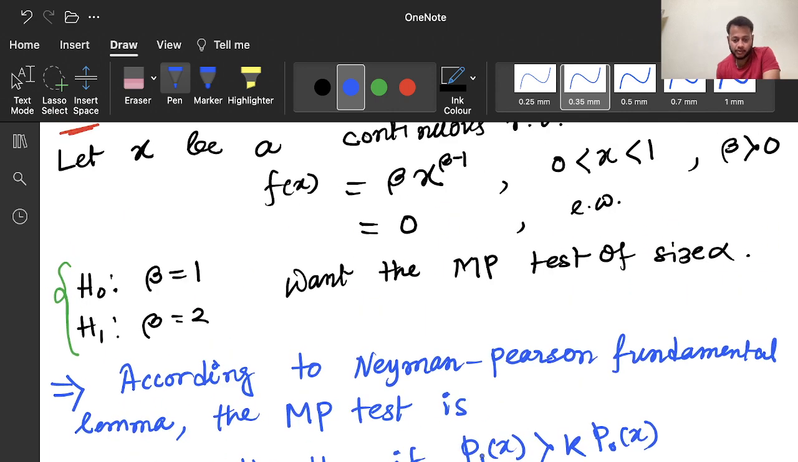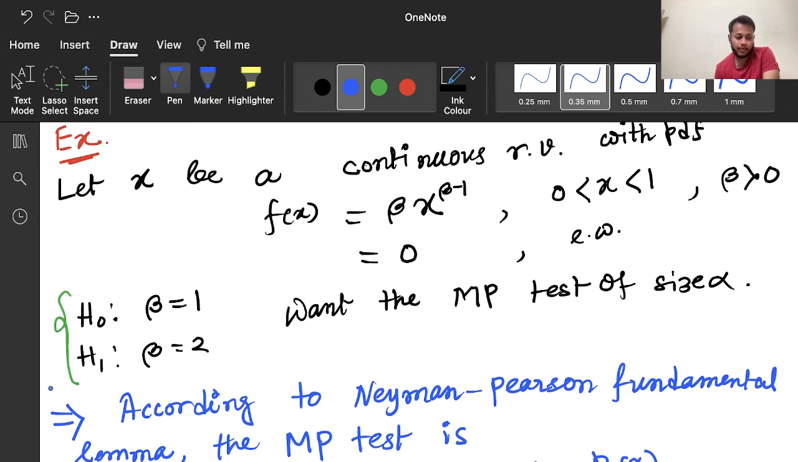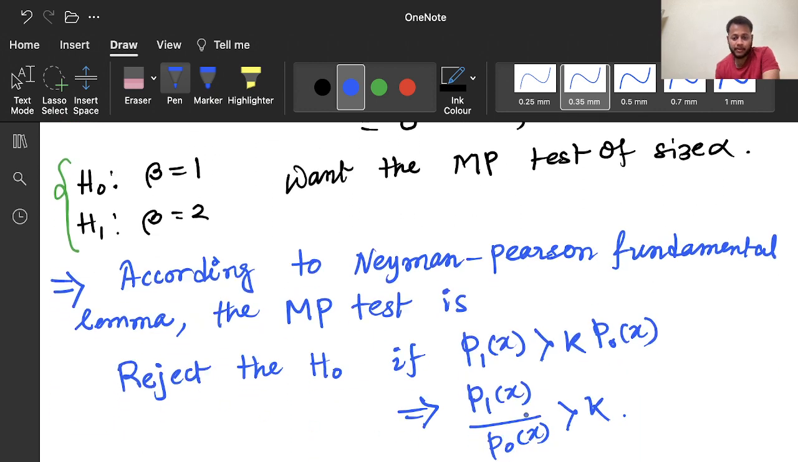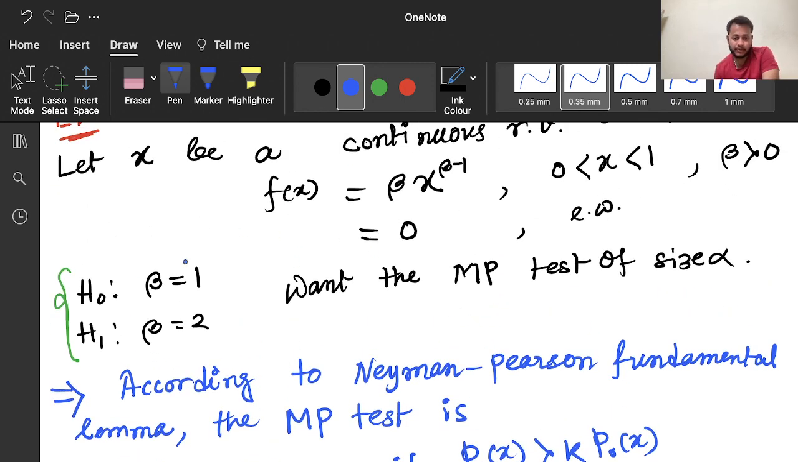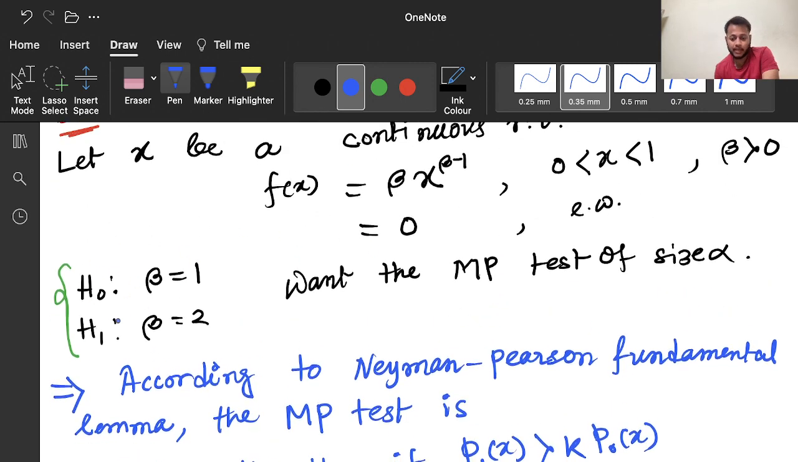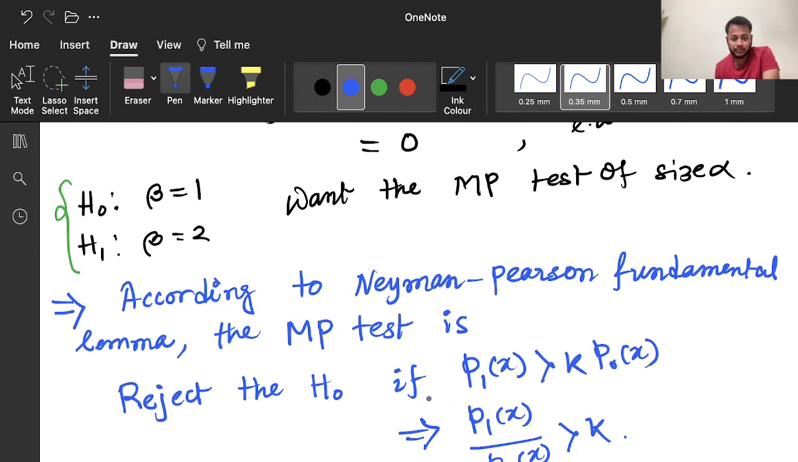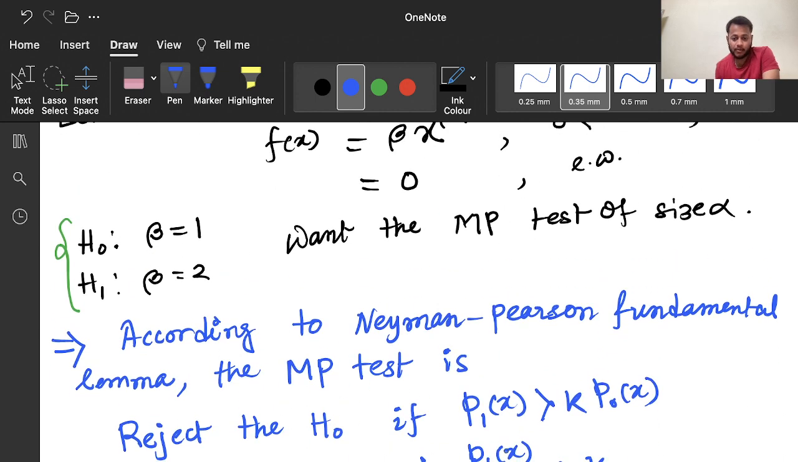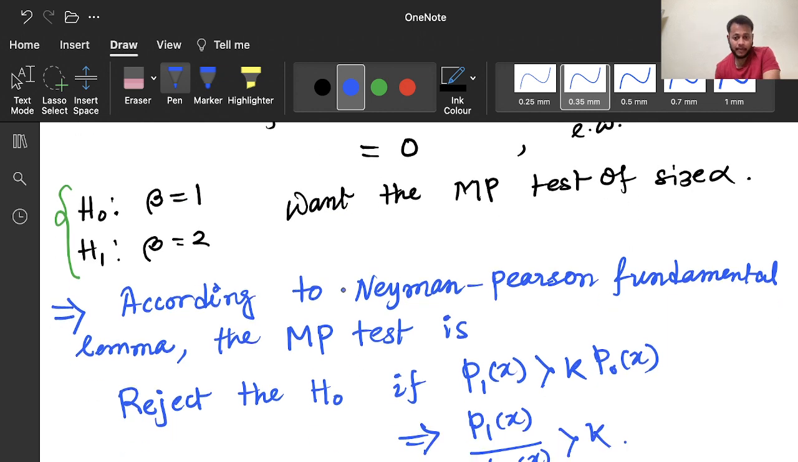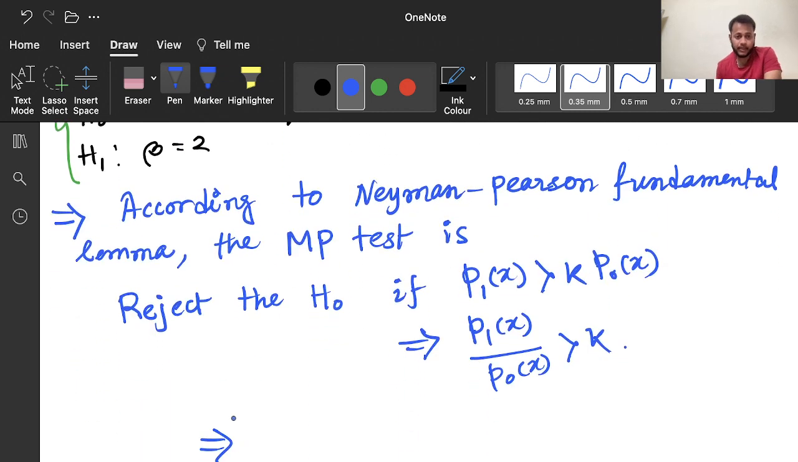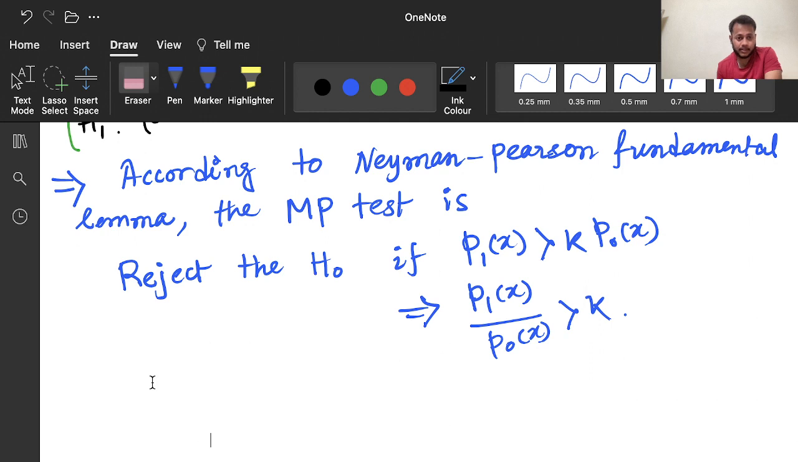Now we know what p1(x) is: it is the distribution function under the hypothesis H1, and p0(x) is the distribution function under the hypothesis H0. What will be p1? If we put beta equal to 2, we will get p1, and if we put beta equal to 1, we will get p0. So let's put beta equal to 2. Here let me mention it clearly.